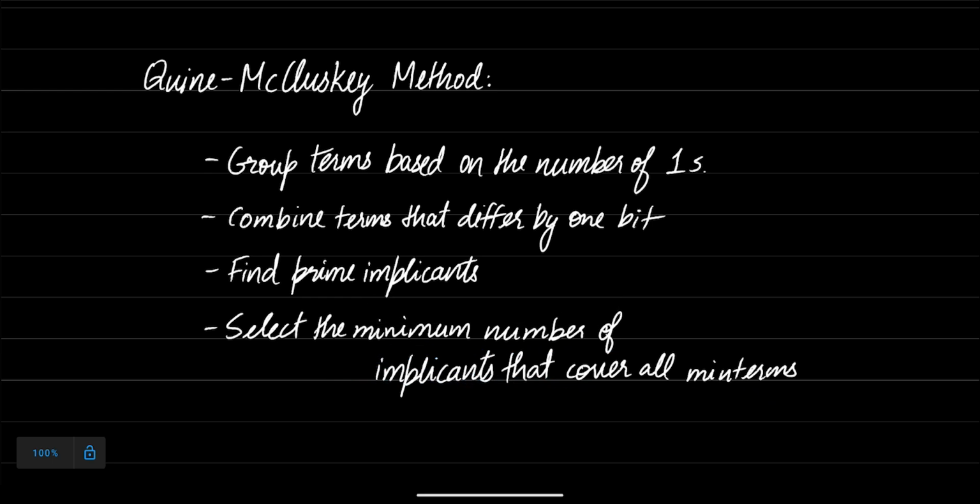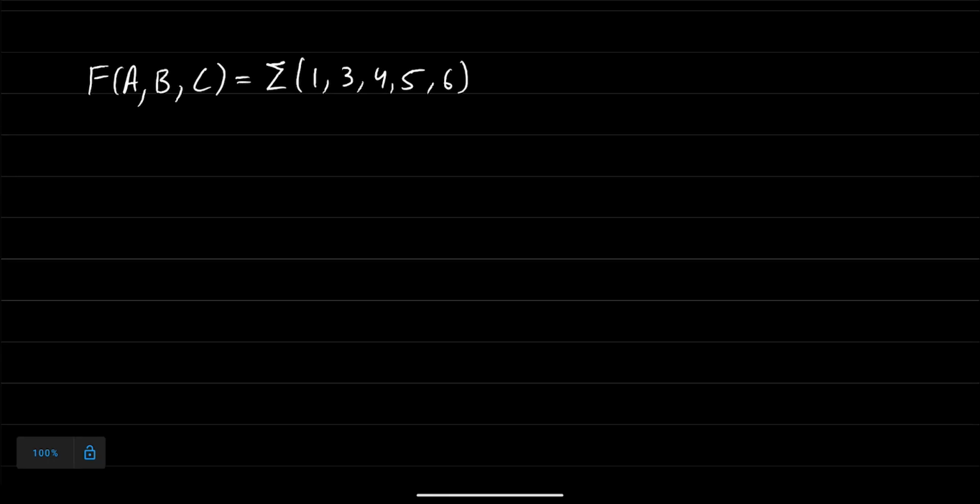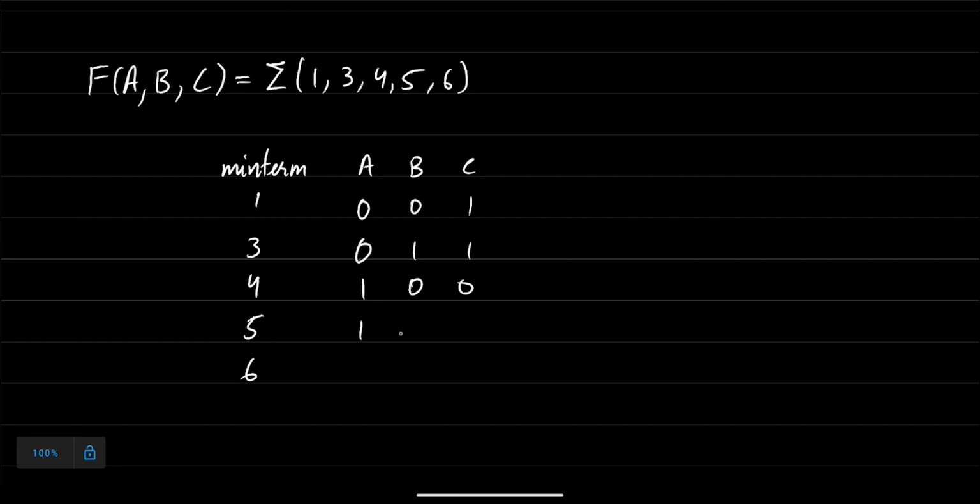Now, the best way to get started is to just try out a question, and I strongly recommend that you follow along in a notebook, and hopefully the steps will get clearer as we go. We start by writing out a minterms table: minterm, and A, B, C, which are the variables that our function has been given in. Now, we write out the minterms that have been given to us in the sum of minterms form. So 1, 3, 4, 5, and 6. And along with them, we write out their binary representations: 0 0 1, 0 1 1, 1 0 0, 1 0 1, 1 1 0. There we go.